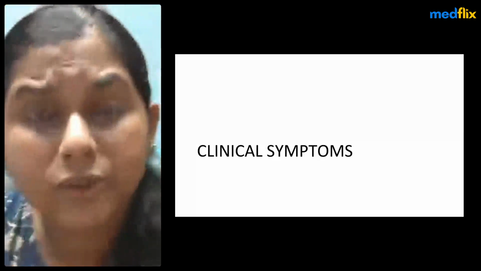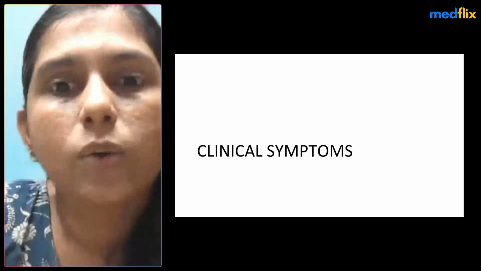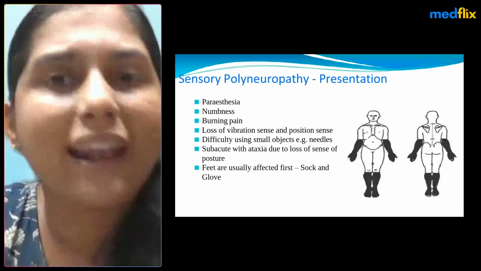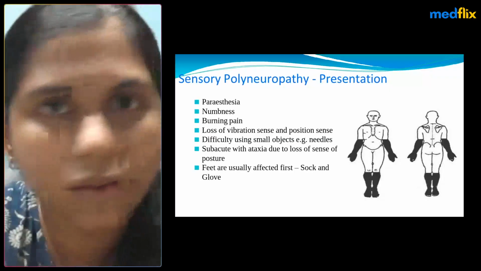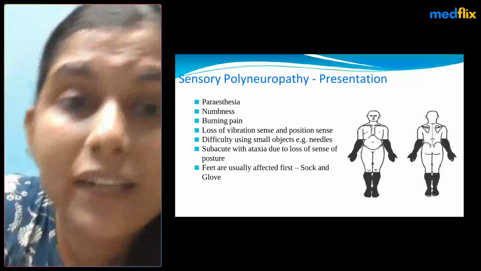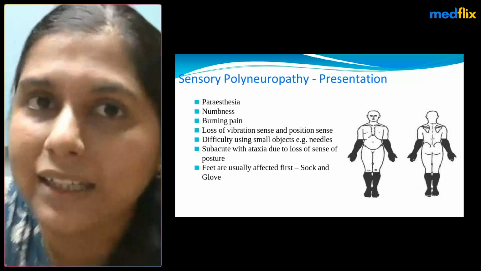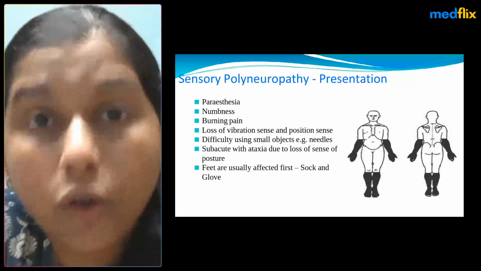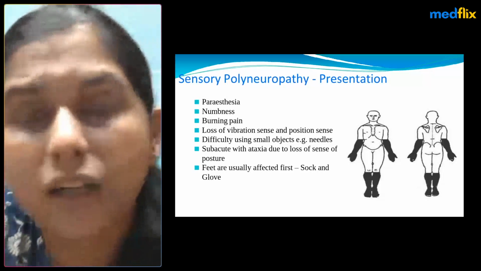Now, we understood the mechanisms, we understood the patterns of involvement, and now we are going to jump into the clinical symptoms. I have divided the clinical symptoms into sensory symptoms, motor symptoms, and autonomic symptoms. But again, to reiterate, it is quite rare for us to get purely motor or purely sensory. There are a few causes which I will tell, but in general, usually it is a mixed type of neuropathy that we encounter. So when we have sensory polyneuropathy, it will depend whether it's the large myelinated fibers or the small unmyelinated fibers that are involved. So we can have paresthesias, numbness, burning, loss of vibration sense, difficulty using objects due to the proprioceptive loss, subacute ataxia, and a stocking pattern of sensory loss.